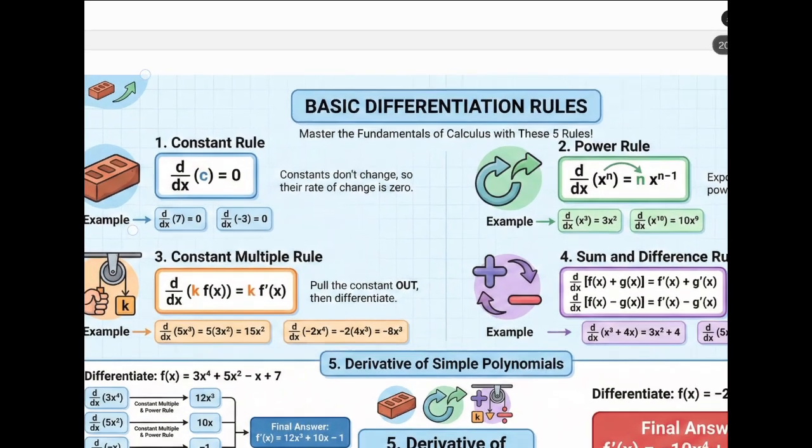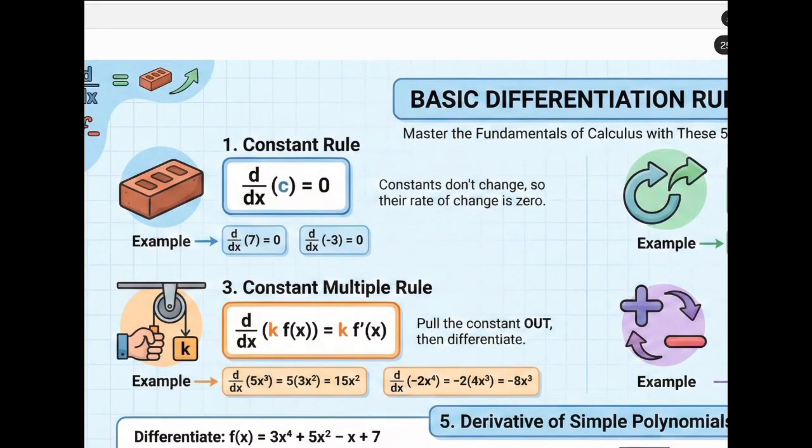So we have rule 1, which is the constant rule. It is a situation where you have a constant, and we want to differentiate it, and constants don't change. So basically their derivative is equal to 0. Every time you differentiate a constant, it is equal to 0.